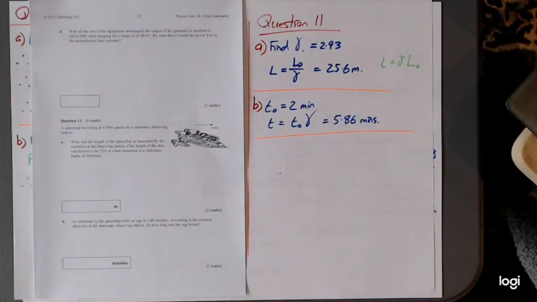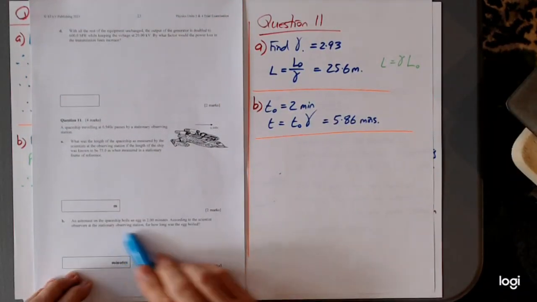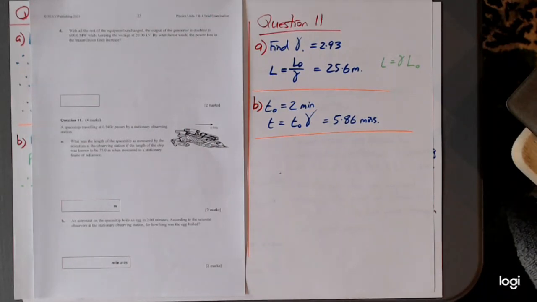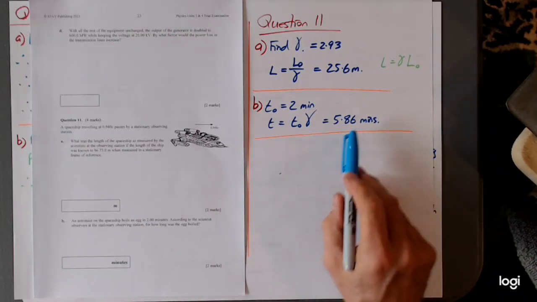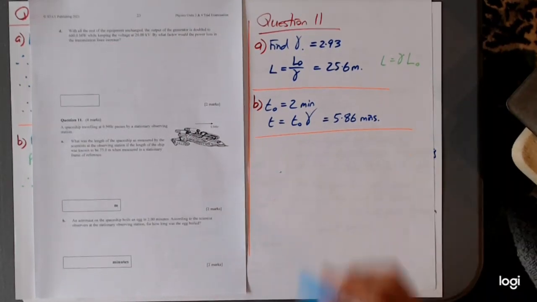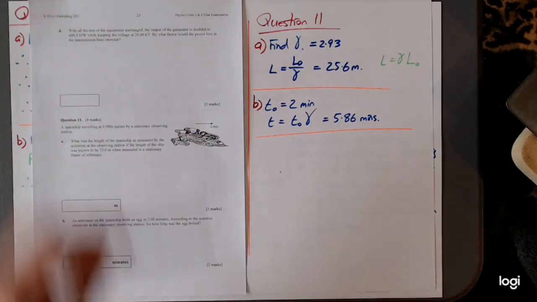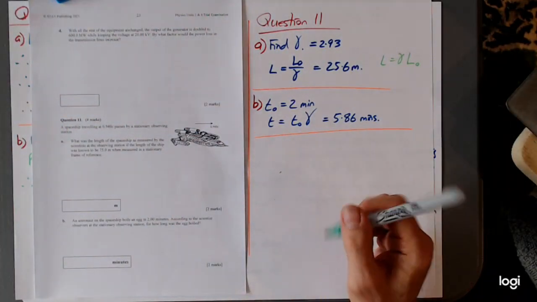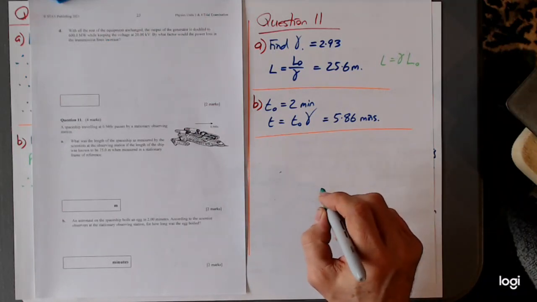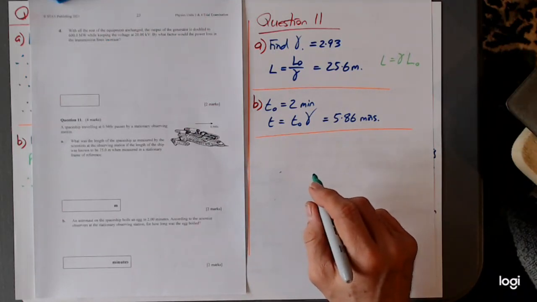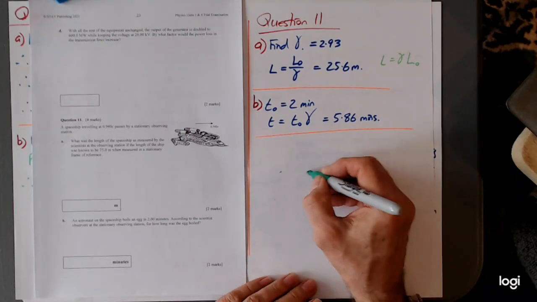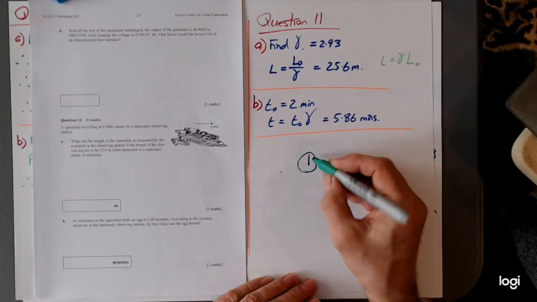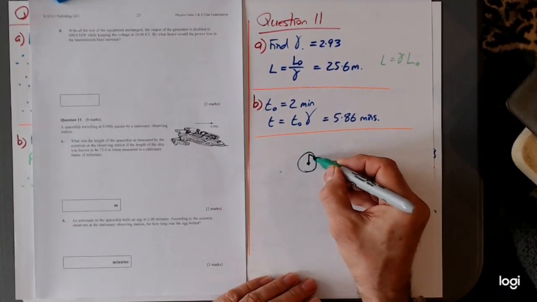Okay. Part B, same sort of deal. An astronaut on the spaceship boils an egg in 2 minutes. According to the scientist observers at the stationary observing station, how long was the egg boiled? It was boiled for 5.86 minutes. That is because of time dilation. Clocks literally tick slower on the spaceship. So 2 minutes on the spaceship, on a slow turning clock.